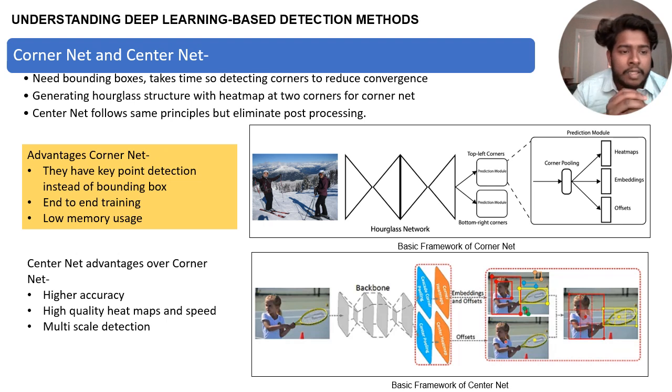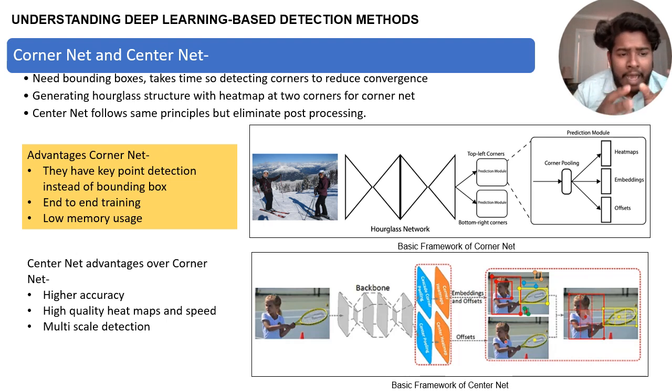You can see there are some advantages of CornerNet. They have key point detection, as I mentioned earlier. Also, this method has end-to-end training, and this method uses low memory. So that's why the computational time reduces for the process, and we can use a lower end device to run this algorithm on our computers or PCs.